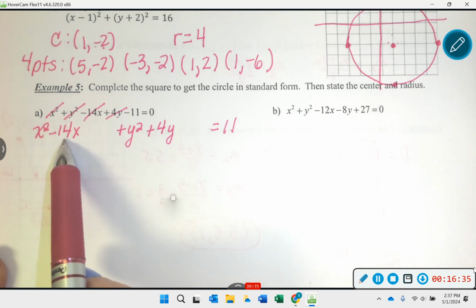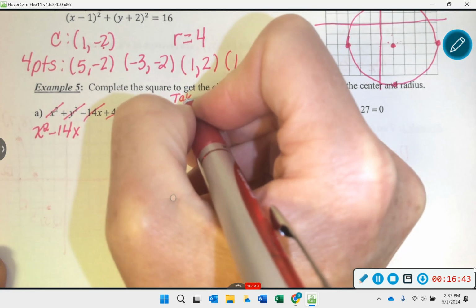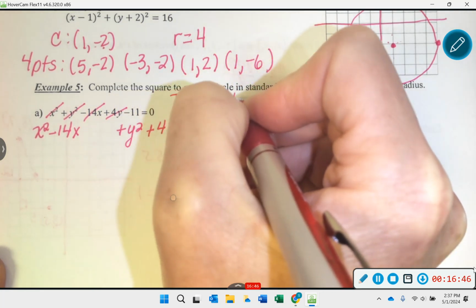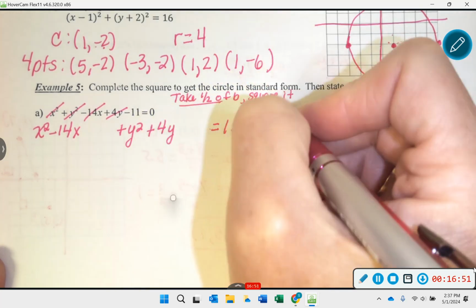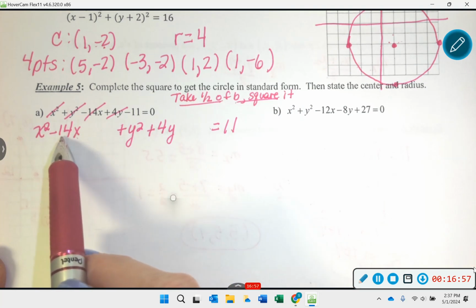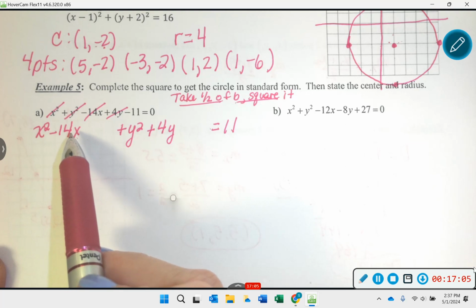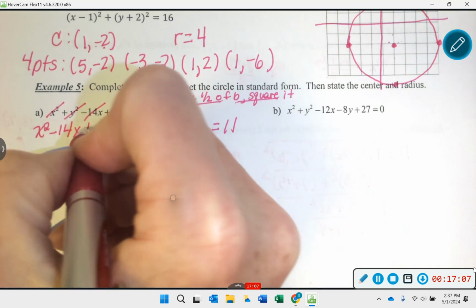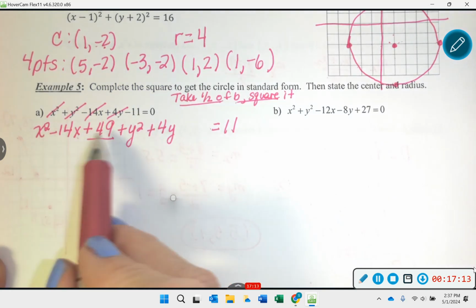Does anybody remember what we do to make this a perfect square trinomial? It has to do with this and taking half of it and then doing something. Here's what you have to do, guys. You have to take half of b and then square it. That's the key. Half of b and square it. B is the coefficient of this term. So what's half of -14? -7. Square it. Any number squared is going to turn into a positive, right? So 7 squared is 49. I'm going to add 49 here to make this a perfect square trinomial.